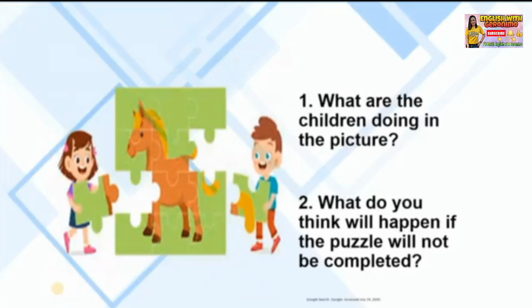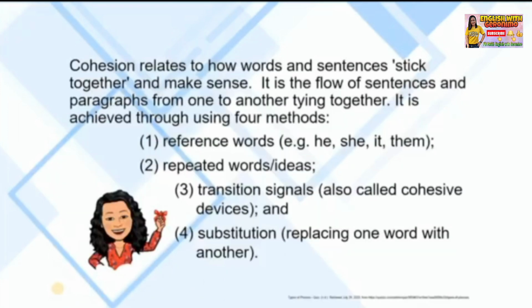Cohesion relates to how words and sentences stick together and make sense. It is the flow of sentences and paragraphs from one to another tying together. It is achieved through using 4 methods. 1. Reference words: he, she, it, them. 2. Repeated words or ideas. 3. Transition signals, also called cohesive devices. And number 4, substitution, replacing one word with another.